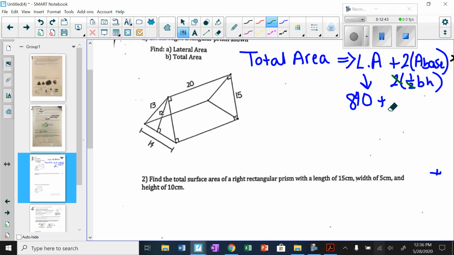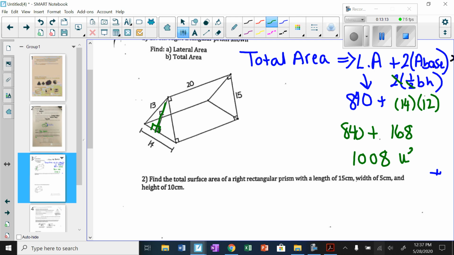So we are literally just base times height. Our base is 14. Our height is not 13. Remember, a height has to be made with a right angle. So our height is 12. So we're going to say 840 plus 14 times 12, which is 168. 840 plus 168 is 1,008 units squared.